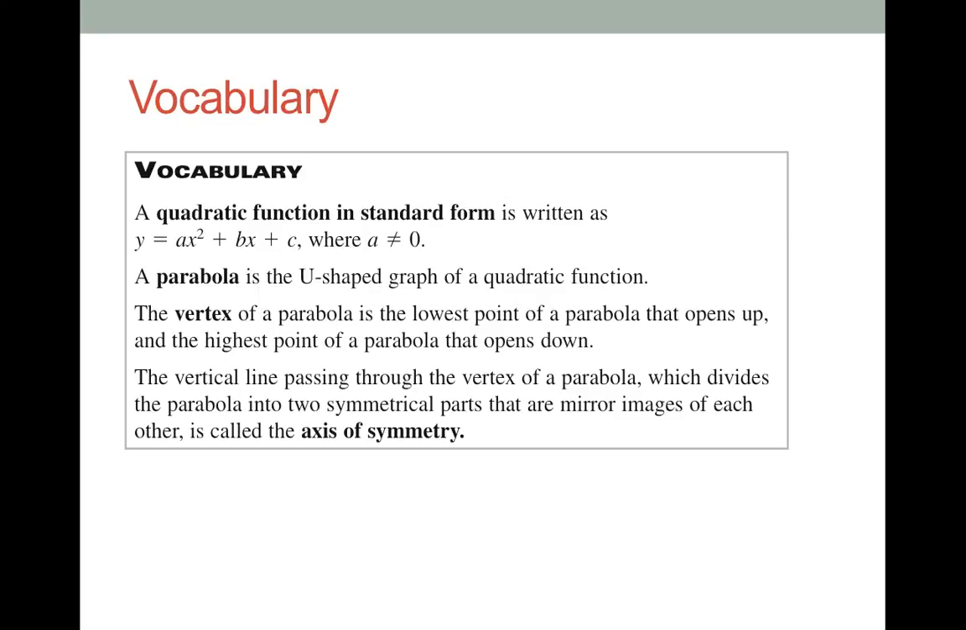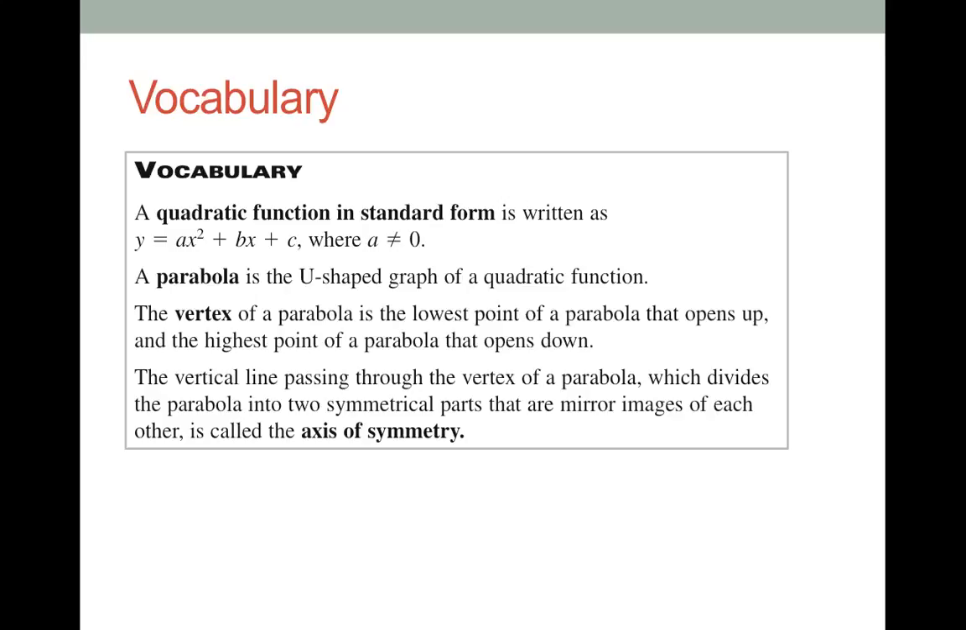So a little bit of vocabulary to get us started. A quadratic function in standard form is written in that ax squared plus bx plus c form, where a is not equal to 0. Now they say that because if a was equal to 0, then the x squared term would be canceled out and it would not be quadratic anymore. It would be linear. So as long as we have some value for our a value, even if it's just 1, then we'll have a quadratic function. B or c could be 0. That's fine, but we just don't want a to be 0.